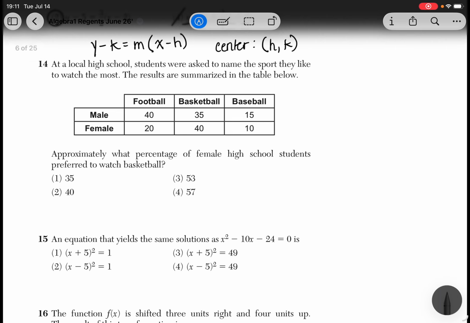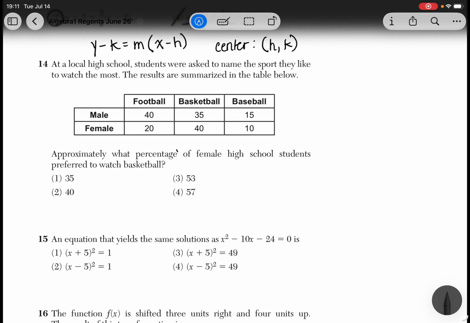Okay, 14. At a local high school, students were asked to name the sport they like to watch the most. The results are summarized in the table below. So we have football, basketball, and baseball with male and female players. Approximately what percentage of female high school students prefer to watch basketball?